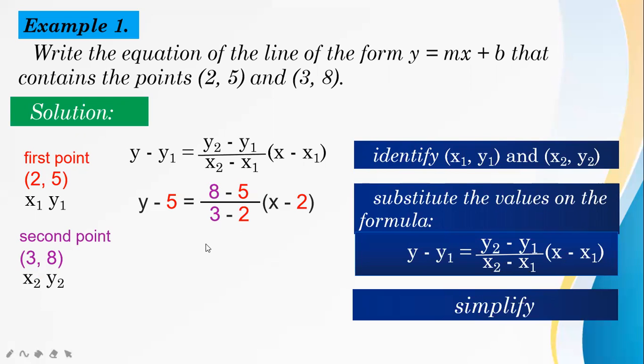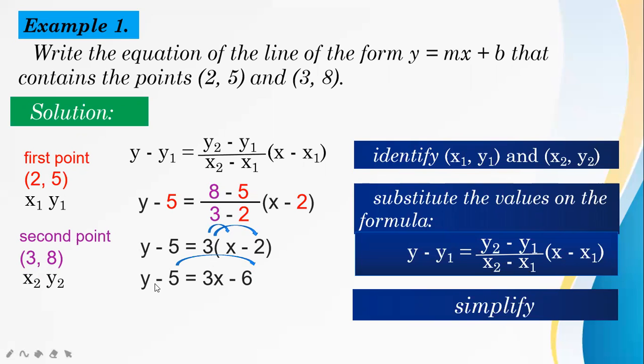Then simplify. So y minus 5 equals 3. Why 3? Because we have 8 minus 5 is 3. Then 3 minus 1 is 1. Then 3 divided into 1, the answer is 3. Then copy this one, x minus 2. So multiply, then we have y minus 5 equals 3 multiplied into x is 3x. Then we have 3 multiplied to negative 2. The answer is negative 6.